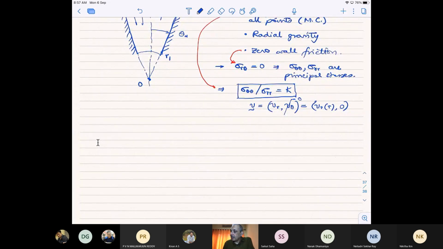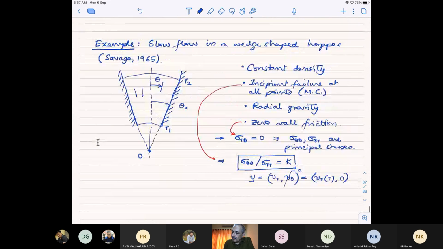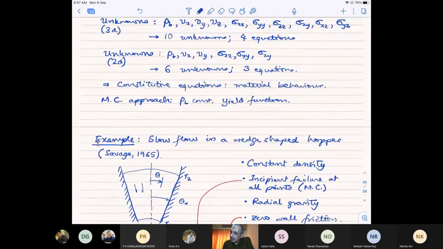So now our unknown quantities are just Vr and sigma rr, because once we know these two quantities, then we can easily get sigma theta theta, and we already know sigma r theta is equal to 0. So out of the 5 unknowns that we have here, rho b is already known, it's a constant and given to us. One of the velocity components is 0, one of the stress components is 0, and through incipient failure we get one more stress component.